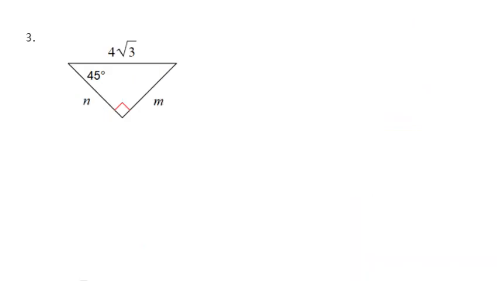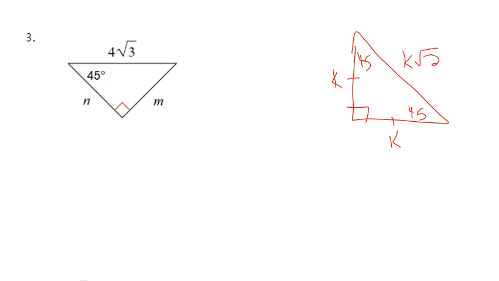In our last example, again, same thing. The only thing that's different is we're just doing some different properties of radicals. So if I look at my 45, 45, 90, I know the legs are k and the hypotenuse is k radical 2. And again, we just go ahead and label it out. So our two legs are going to be k. Our hypotenuse is k radical 2. We set the value equal to the ratio. So same thing as before.